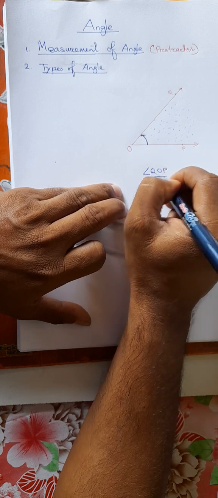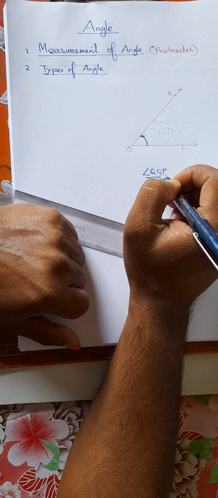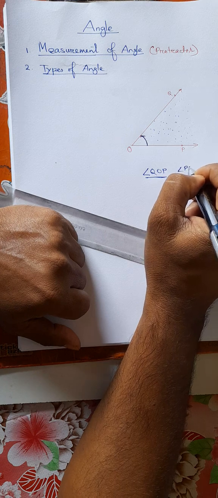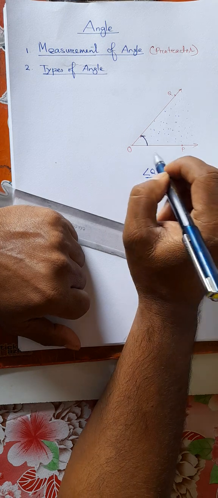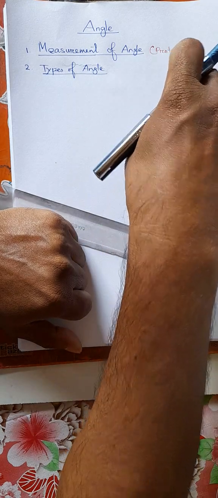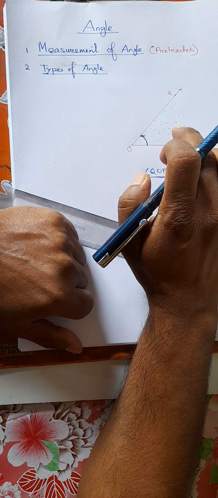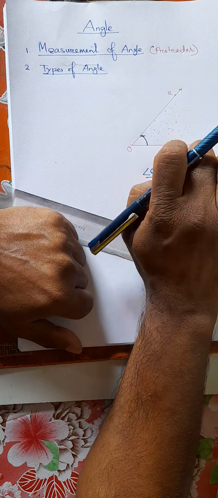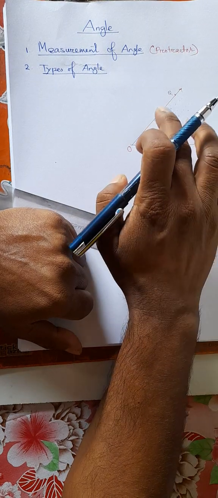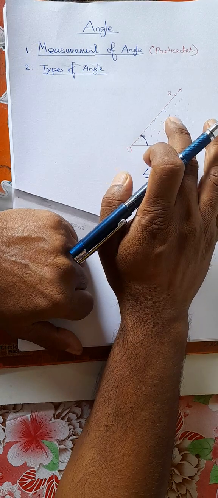The common point from where the rays are starting, we write it in the middle, or you can also name this angle as POQ. That means the common point should be in the middle. Now the region inside these two rays is called the angular region. We cannot measure this area because these lines are extended to infinity, so there is no definite length of these boundaries, so you cannot measure this area.